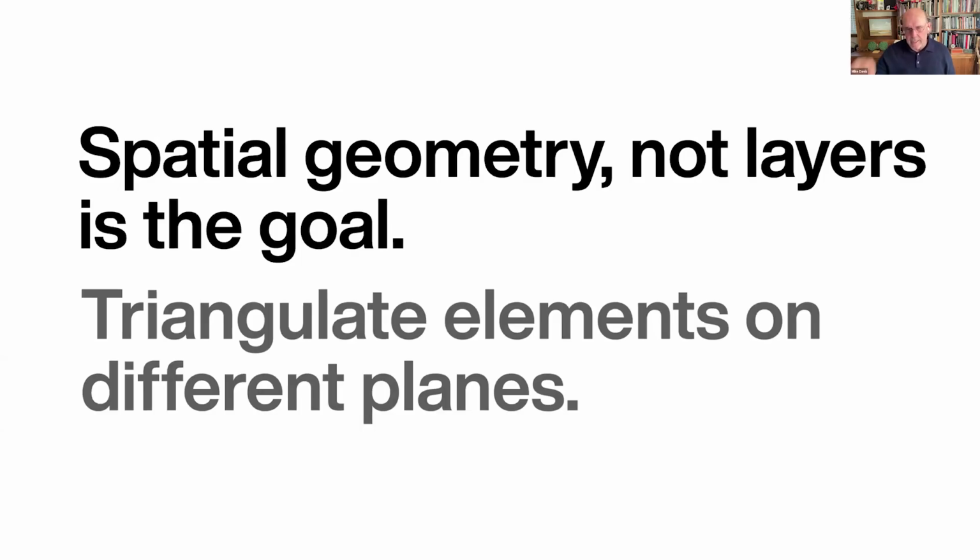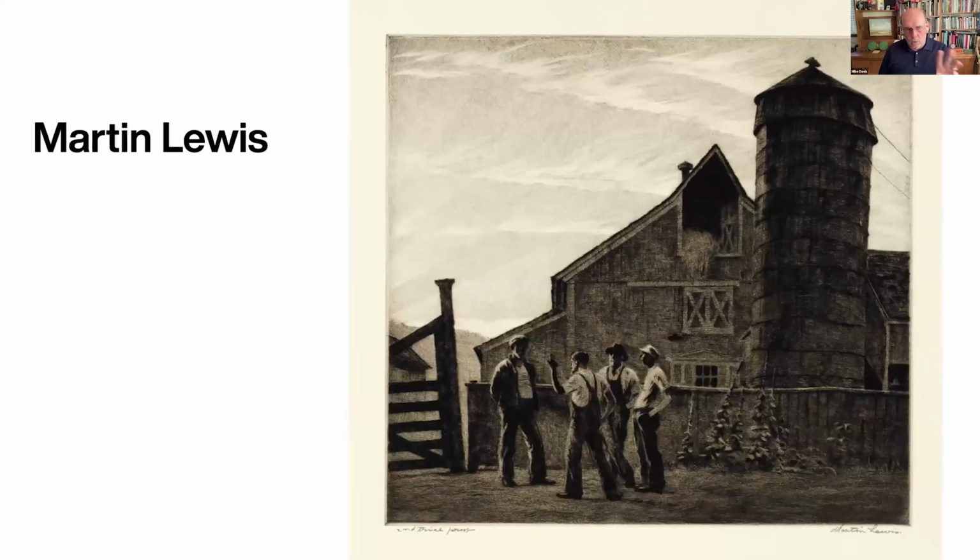The way to think about this is triangulating elements on different planes within the photograph. What that means is, like, Martin Lewis was a painter in the 1910s and 1920s, and he often did these black and white renderings that were just beautifully spatial. And he often did this three against one or multiples against another dynamic. Just beautiful paintings. And when I saw these, my mind blew up in terms of rethinking how to compose.